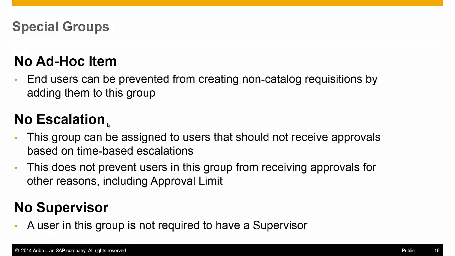Generally, you do not want things escalating all the way up to senior management. And so those types of people are given this group, no escalation. That way, even if there is an item that should normally escalate based on the time that's elapsed, if the next person in line belongs to the no escalation group, we will not bother them. Ariba will not escalate that item to that person, but rather it will stay with the approver that it's stuck on.